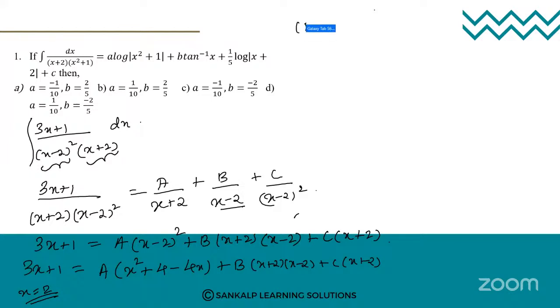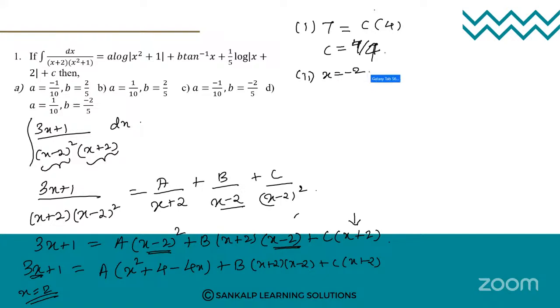If you take x as 2, what do I get? I'll take the first case. On the left I get 3 into 2 is 6, 6 plus 1 is 7. If you take x as 2, the a and b terms become 0, and here you get 2 plus 2, so c into 4. So what is the value of c? 4 by 7, correct? Sorry, 7 by 4. The value of c is 7 by 4.